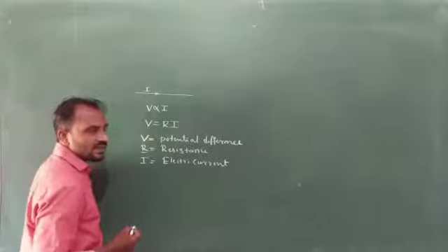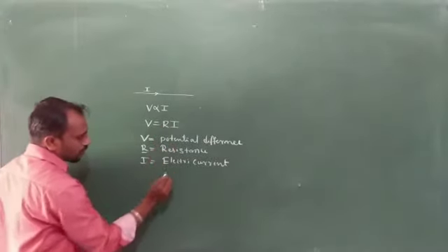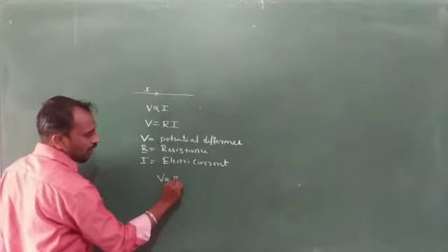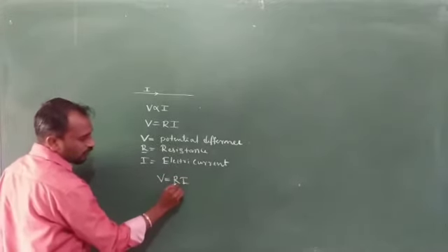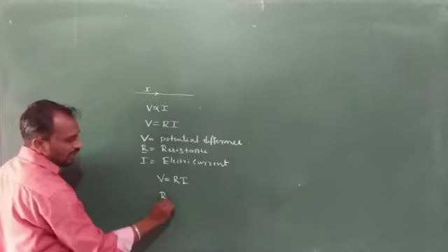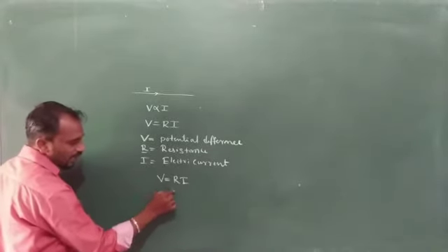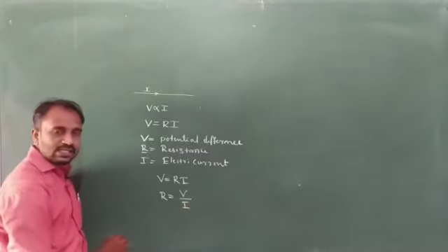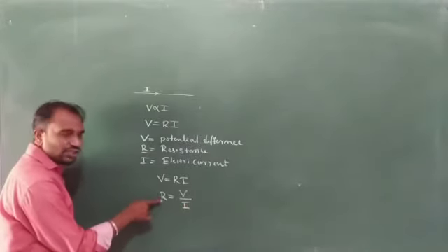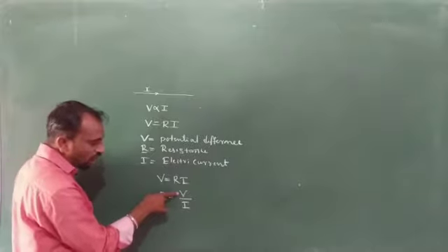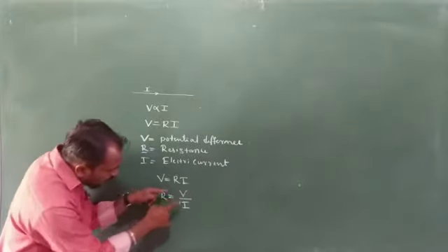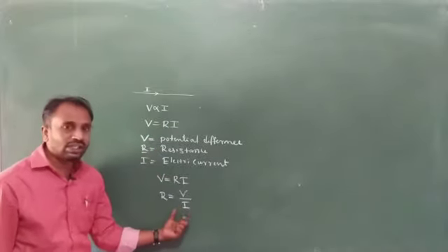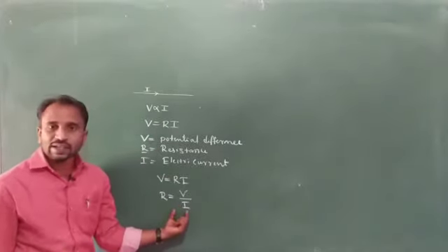Resistance is a ratio. Consider the formula V is equal to R into I. If we want to calculate the R value, then R is equal to V divided by I. So R is the resistance. The definition of resistance is the ratio of the potential difference across the two ends of a conductor to the electric current flowing through the conductor.